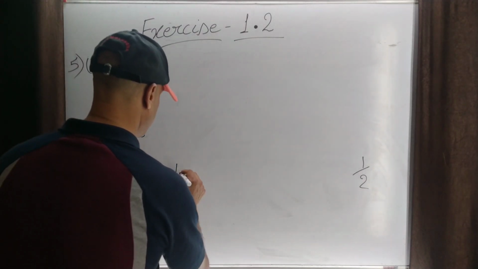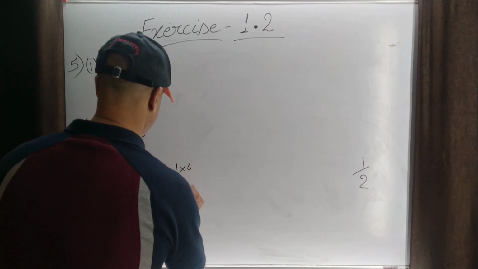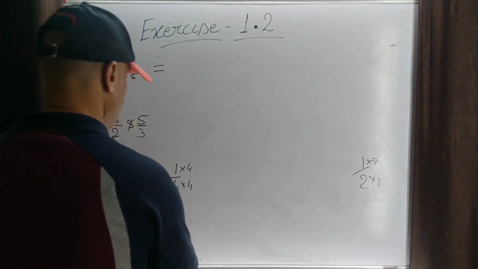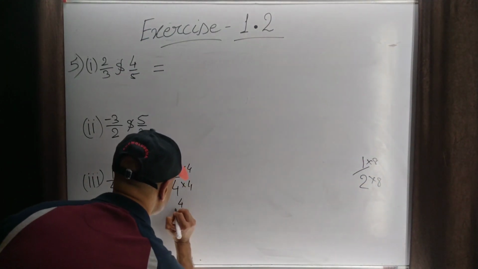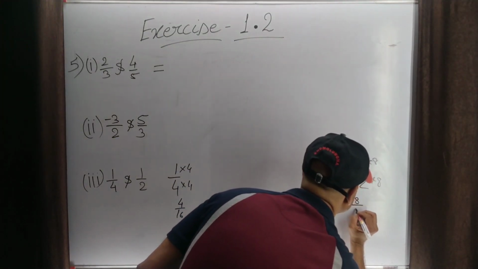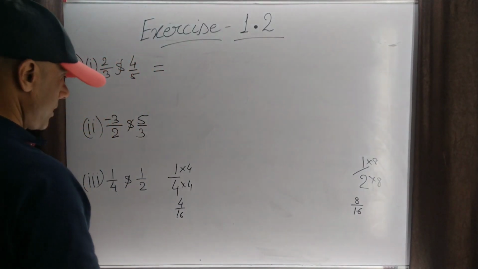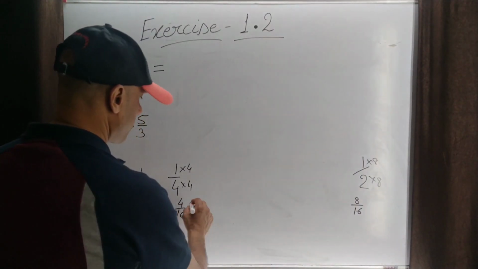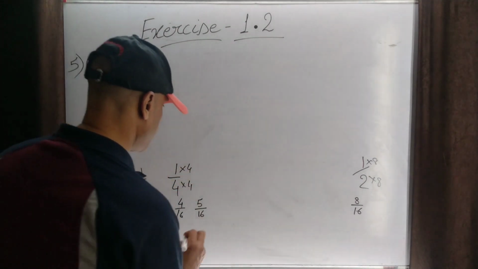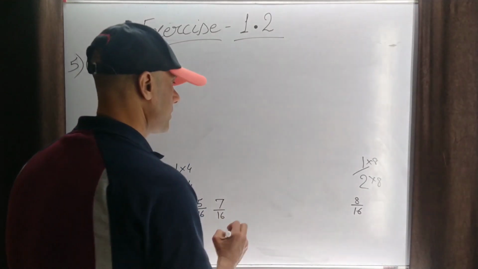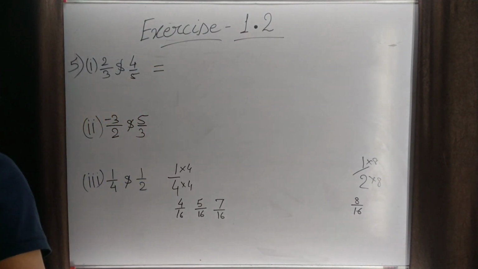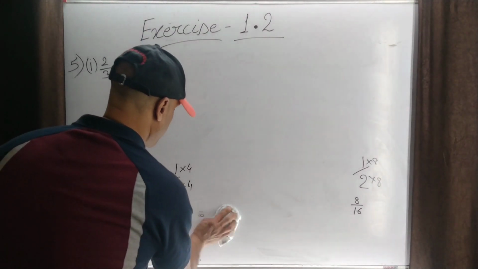For denominator 16 you have to multiply by 4 here, and by 8 here. So this becomes 4 by 16 and this becomes 8 by 16. So moving on to the number line, we will get 5 by 16 and 7 by 16 and then straight away 8 by 16. So you don't have much room. Okay. So let's try increasing further.